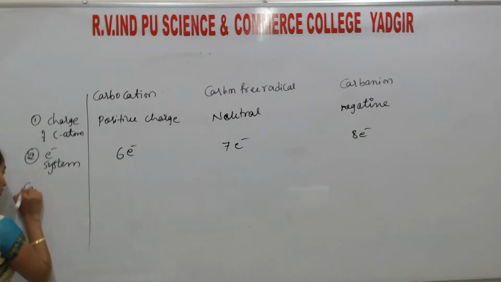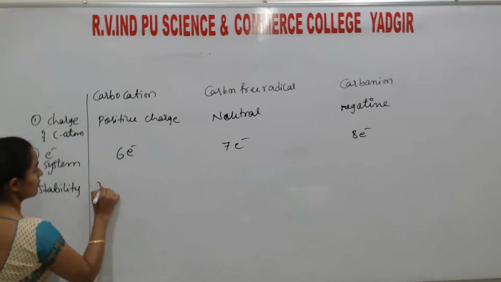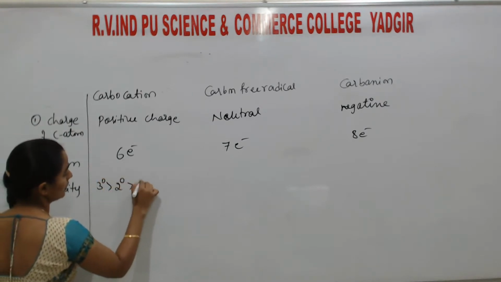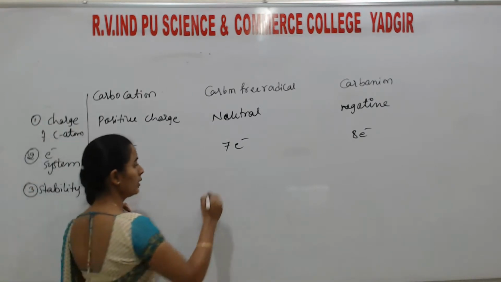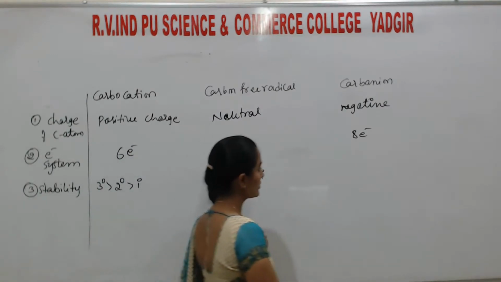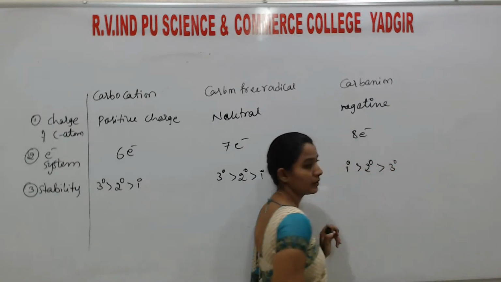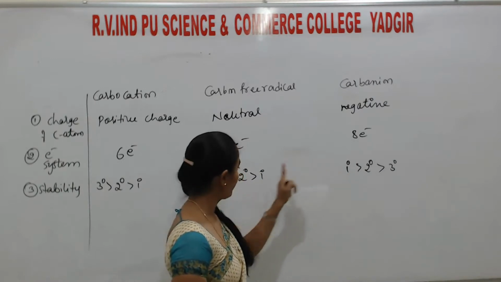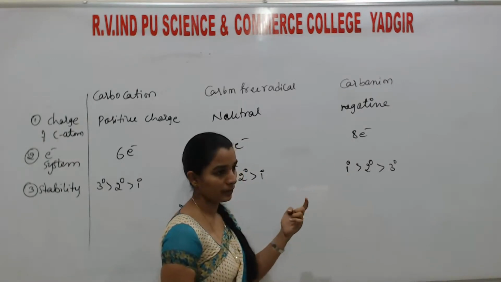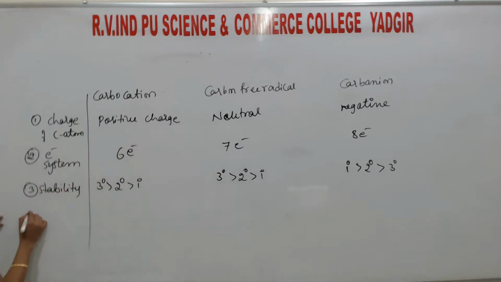Okay, next, third one, stability. This is tertiary greater than secondary greater than primary. This is tertiary greater than secondary greater than primary. So this one is primary greater than secondary greater than tertiary. So listen, after primary, alkyl will always come. Okay, next another one, cause of formation.